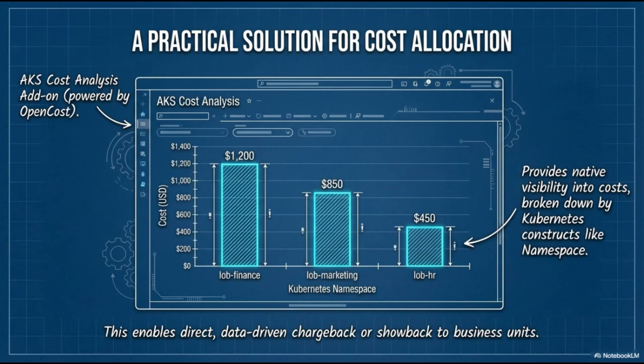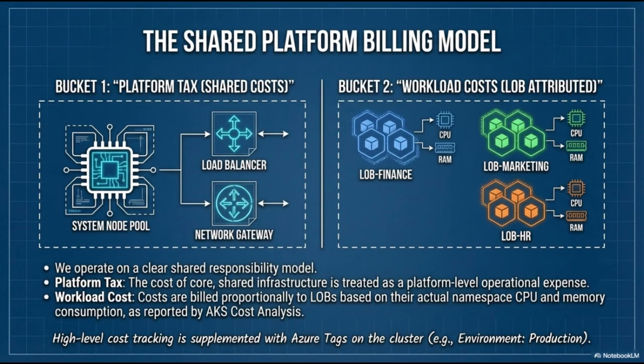Today, we are discussing the shared platform billing model, which provides a transparent framework for managing and allocating our cloud infrastructure expenses. This model is built on a clear, shared responsibility approach, dividing our expenditures into two primary categories. The first category is the platform tax, representing our shared costs. This includes core infrastructure components that support the entire ecosystem, such as the system node pool, load balancers, and network gateways. These are treated as platform-level operational expenses because they provide the foundation for all services, regardless of the specific business unit using them.